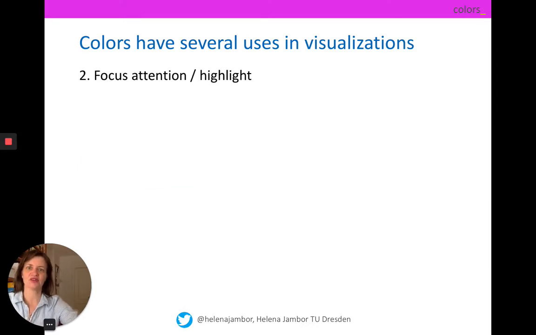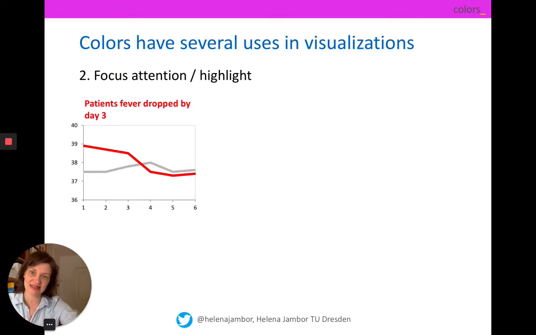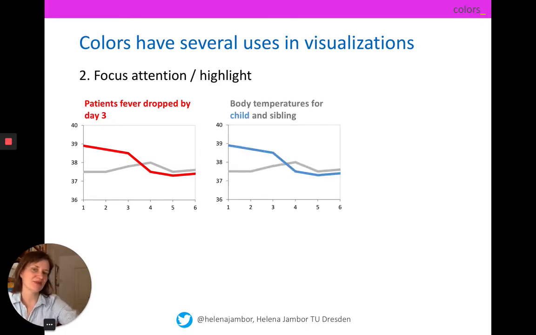The second use of color is that we want to focus the attention and we want to highlight aspects in our data. This is, for example, done in this example, where the red color is really used to alert the audience that the patient fever dropped by day 3, for instance. This can be done also in a little bit less dramatic way, for example, by not using red, but by using maybe a blue among grays to highlight the body temperatures for a child and a sibling, which is a bit more muted tone than the red.